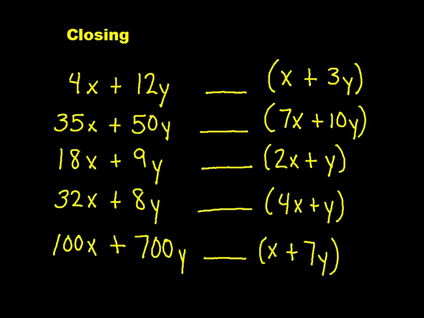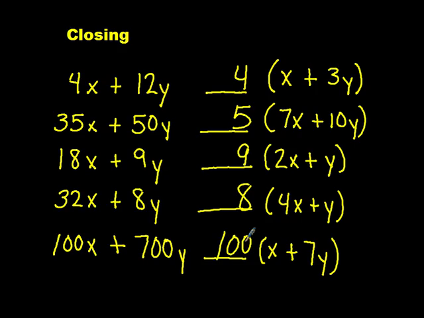So really what we've done here is we're just finding the GCF of each one of these expressions. So the GCF of 4x plus 12y is 4. Next one we have 5, followed by 9, then 8, and then 100.